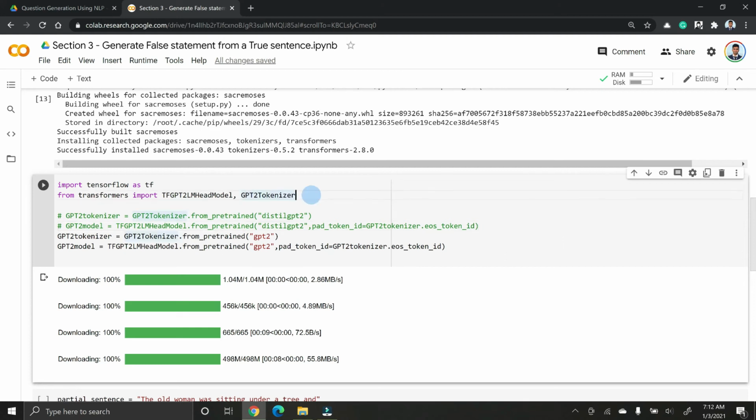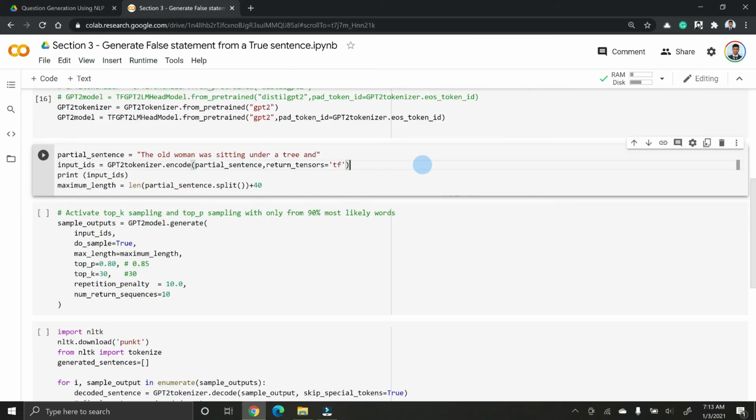So here tokenizer means how you split the sentence. In a basic form, we can split the sentence by just spaces, and if you want to do advanced subword splitting, you can use any of the tokenizers. GPT-2 uses a tokenizer that does advanced splitting by even splitting on subwords. And here we are going to give our partial sentence: the old woman was sitting under a tree, and we are going to generate sentences with alternating endings. In this line, we are using the tokenizer to encode our partial sentence.